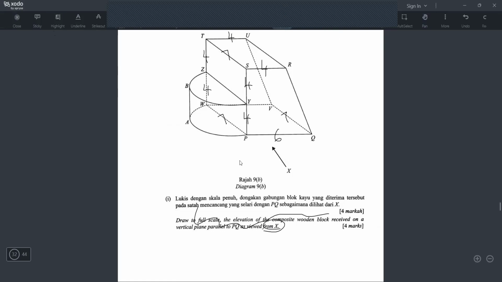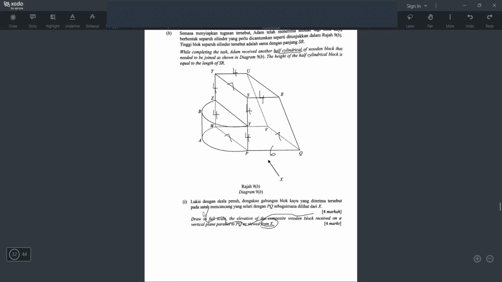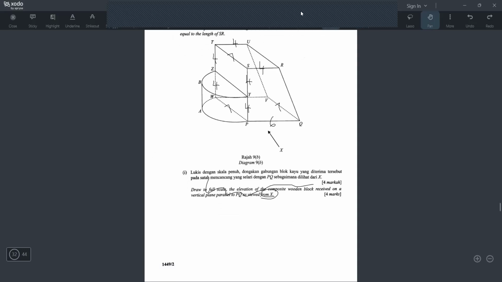Let me draw it. You will just get a rectangle that looks like this. Let me make it smaller. So you will just get a rectangle like that. You know why? Because when you look from here, you cannot see the curve, because this line will just look like a straight line. That's how it will end up looking when you view from X.